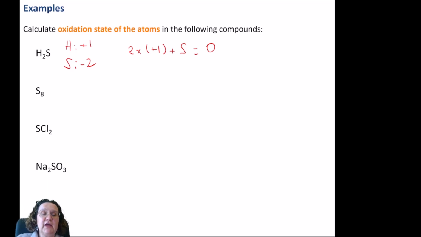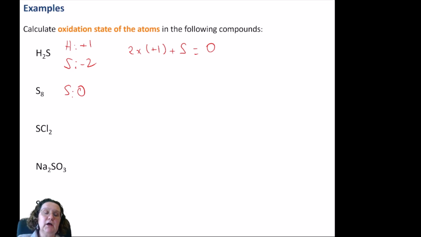Second compound, S8. I think this is yellow sulfur. Well, it says atoms of sulfur, they are only attached to other atoms of sulfur. They don't control more or fewer electrons than they would if they were on their own, because they're attached to other atoms that are identical. So the oxidation state of the sulfur in this compound is going to be 0.